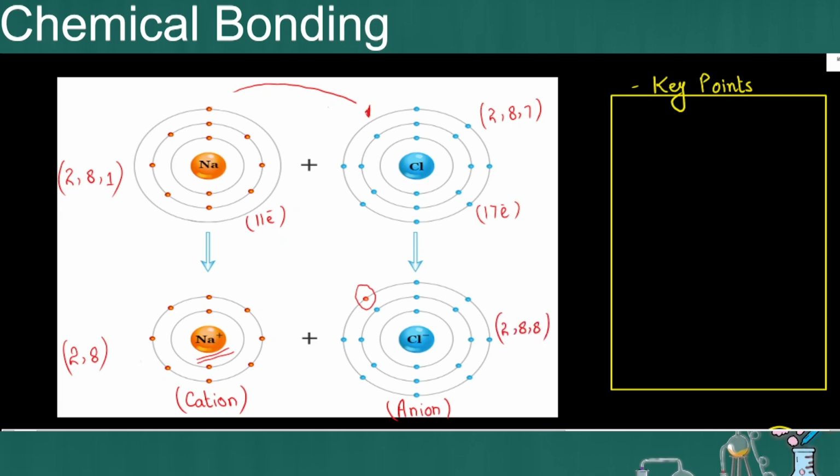Beta, in structures we just have to complete the outermost shell. Okay, sodium was having 11 electrons. After donating 1 electron, now this becomes the outermost shell, which is having 8 electrons. Chlorine was having 17 electrons. In the outermost shell, it was having 7 electrons. So now it has 8 electrons in the outermost shell. The outermost shell is completely filled.